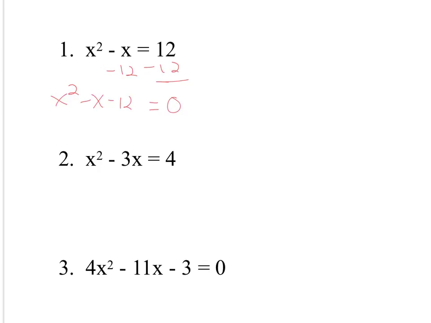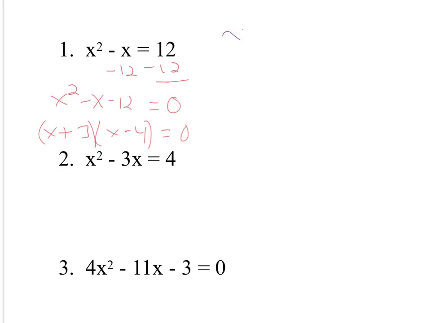I'm now going to factor the left-hand side. Well, the factors of 12 that have a difference of 1 are 3 and 4. So I know I have x, 4, and 3. And because my b term is negative, I know it's minus 4 plus 3. So I have x plus 3 times x minus 4 is equal to 0, which means either x plus 3 is 0 or x minus 4 is 0.